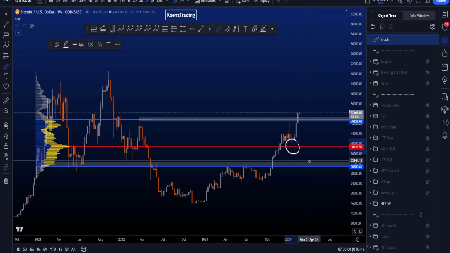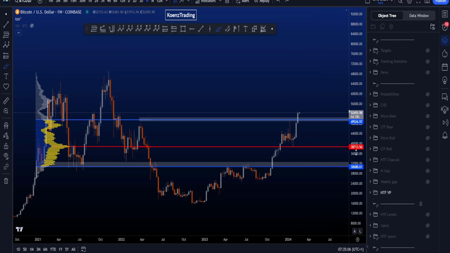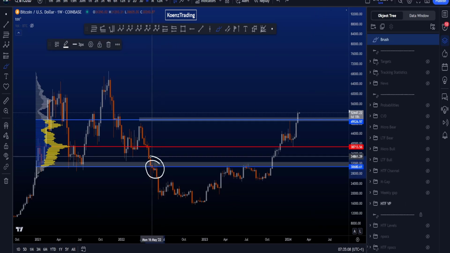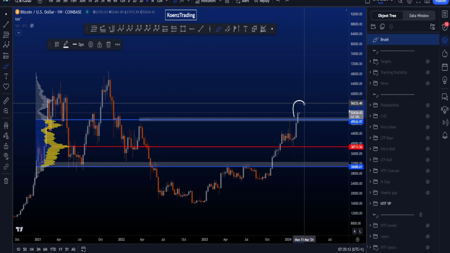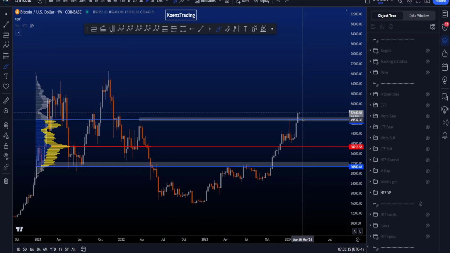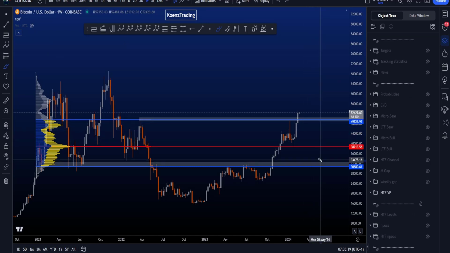Also resistance support at the point of control, and now we closed a weekly candle above the range, above the value area high. Therefore, it becomes important to potentially look for a retest and continuation, or a potential deviation where if a retest fails and we get back inside the range, we can look for the point of control once more, if not the other side of the range.